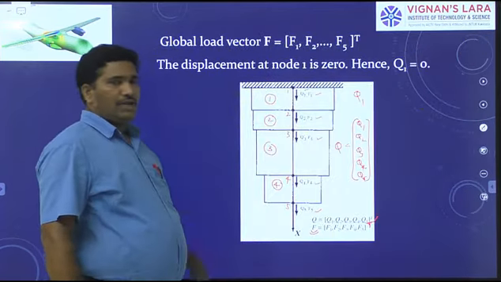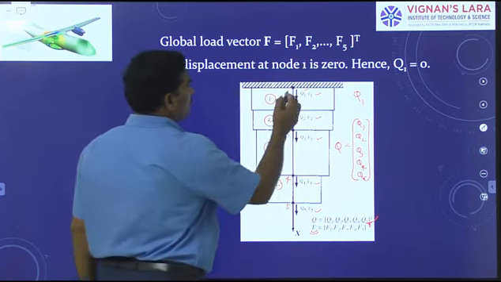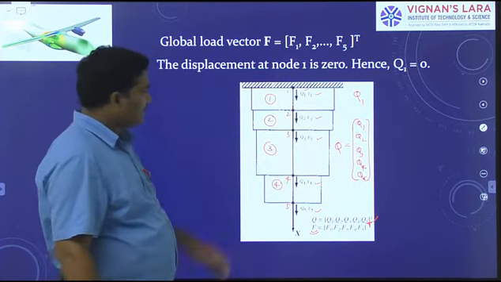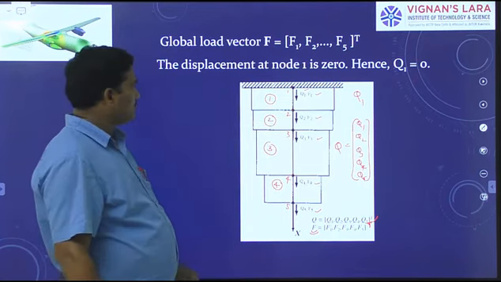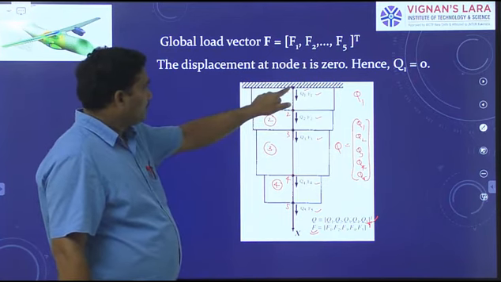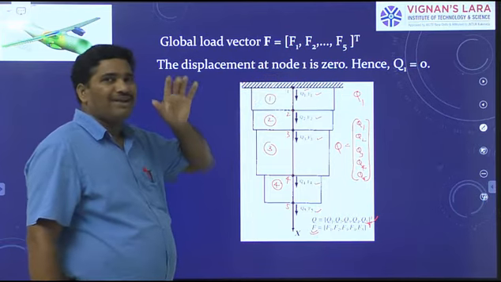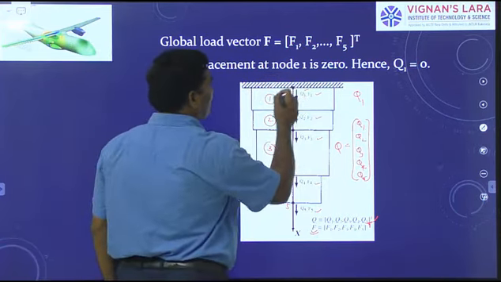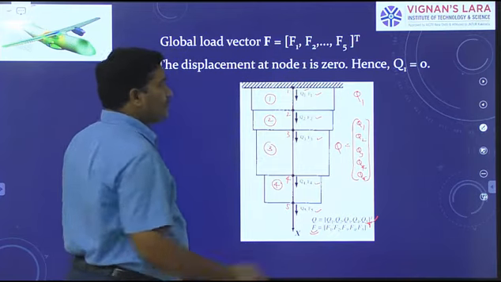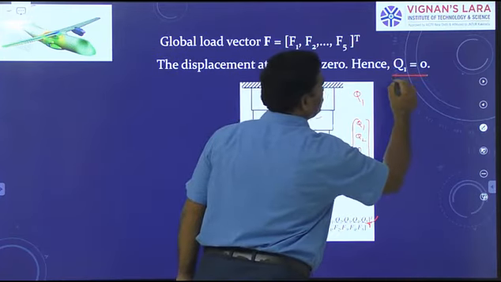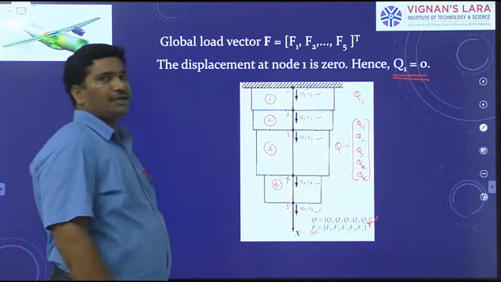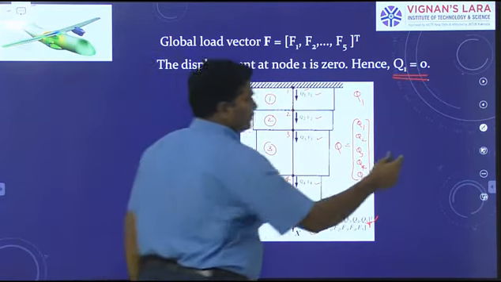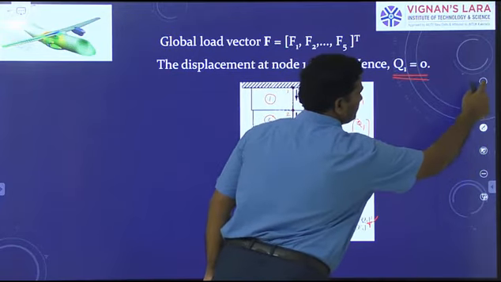Now, in the same model, if we observe, node 1 is fixed in position because under the action of these forces, the point at node 1 cannot displace because it is fixed in position. Hence, the displacement Q1 equals 0. This is the boundary condition. Displacement Q1 equals 0. Okay, next.